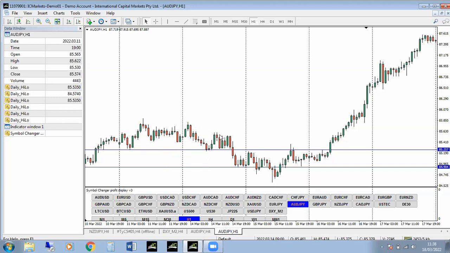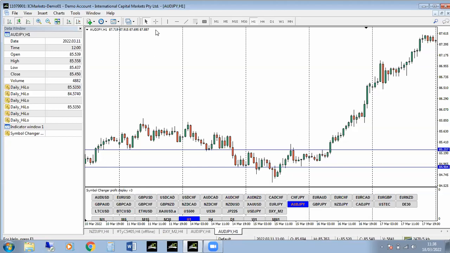So price came on Monday, took out the lows of Friday. We will then be anticipating. Remember on H4, we've seen that we're in a buy. We've seen that Monday has taken out the lows of Friday. We'll then be anticipating that price will come take out the lows of Monday, and then we'll be looking for opportunities to then go up.